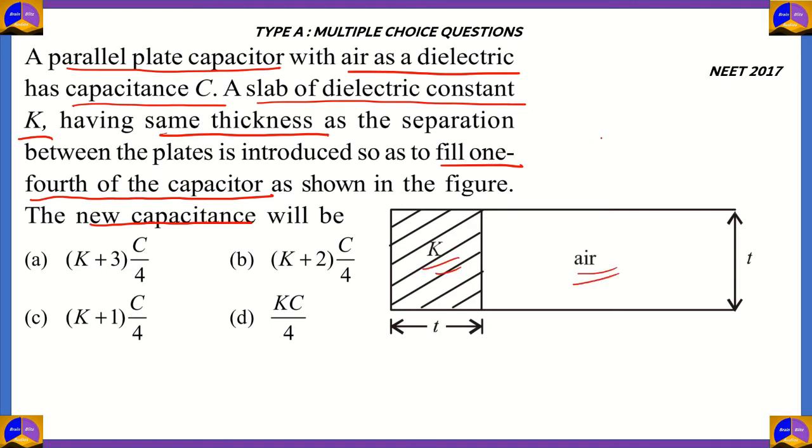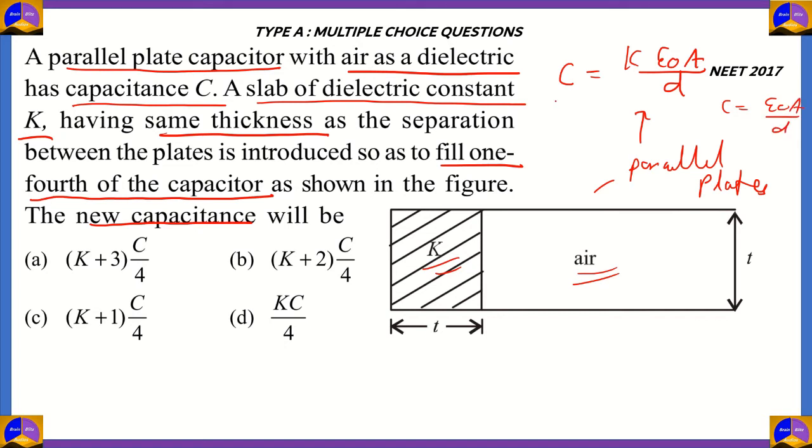So the condensers with K and air are in parallel. So we have parallel plates, so we use the formula for a parallel plate capacitor. The formula for capacitance of a parallel plate capacitor is C equals K epsilon naught A divided by D. If there is no dielectric, just multiply by 1, so you get epsilon naught A divided by D for air. So for air, the capacitance is given as C, so therefore C equals epsilon naught A divided by D.